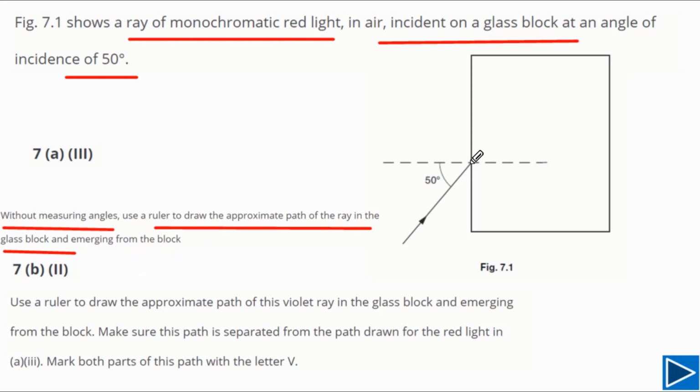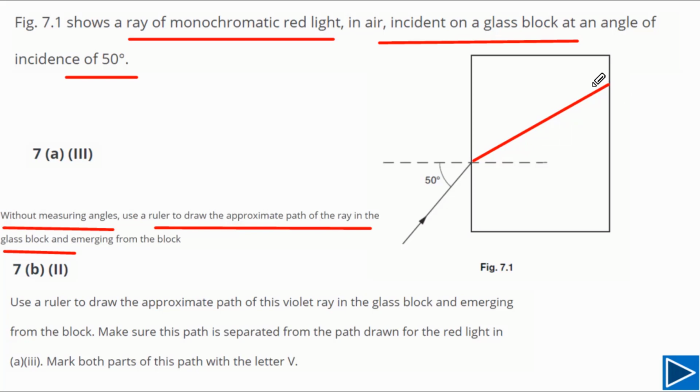Let's try to draw the path of red light, meaning the refracted ray we need to draw. Look at this one. If there is no change in medium, this light will just go in a straight line. But in this case, there is a change in medium and light is entering into a denser medium. It simply means that the light will bend towards the normal. It will bend like this. This is how it will bend.